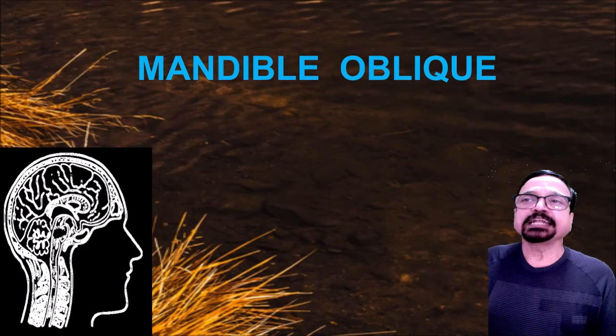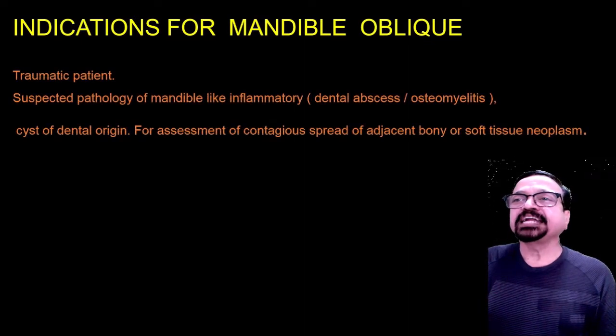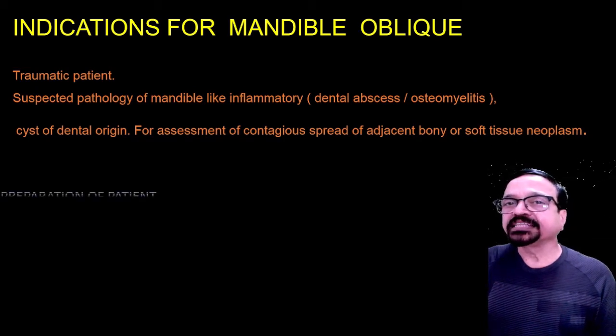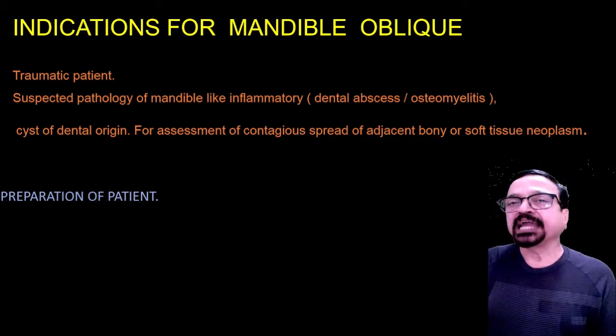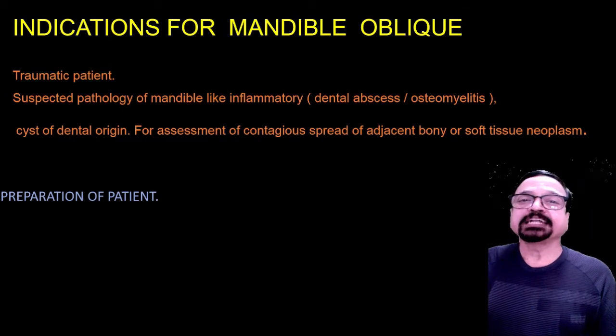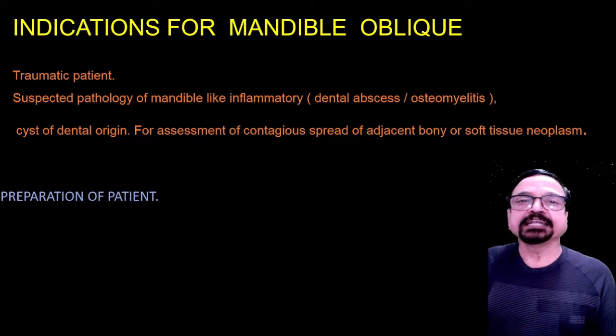Now the third view for the mandible is the mandible oblique. What are the indications for mandible oblique? They are suspected pathology of the mandible like inflammatory conditions, dental abscess, osteomyelitis, cyst of dental origin, and assessment of contiguous spread of adjacent bony or soft tissue neoplasm, or any suspected pathology of the mandible. You will have to go for either an oblique, a PA, or an AP projection. However, the best for the mandible are the OPGs, which you are going to cover at the end of this lecture. So depending on the indication and the availability of the center, you select the modality.